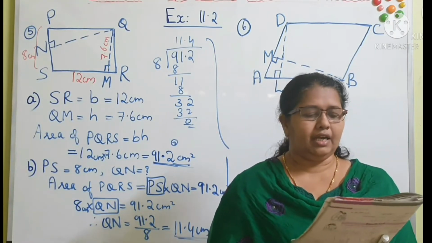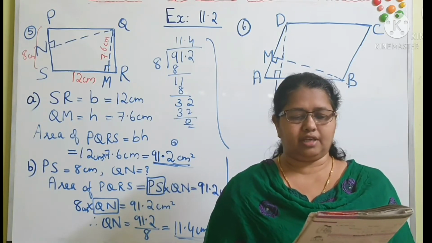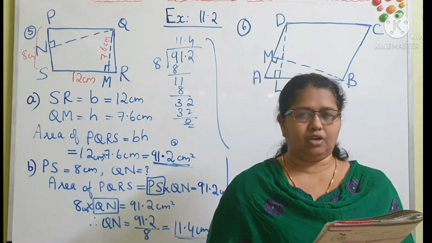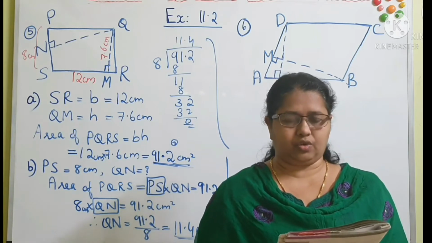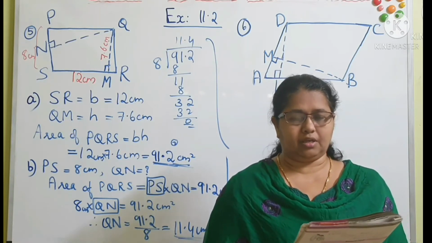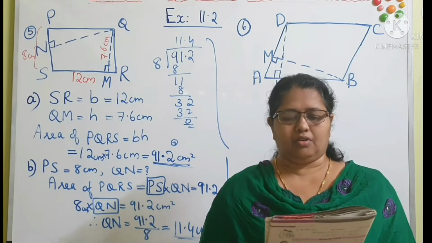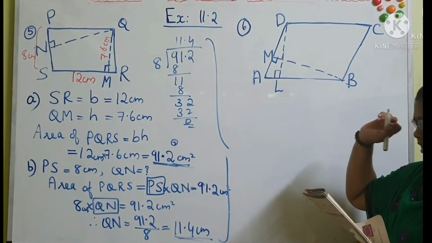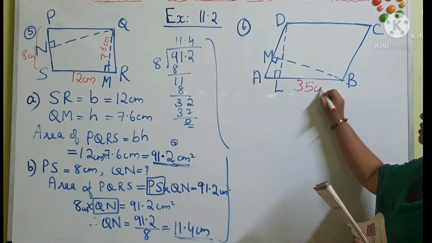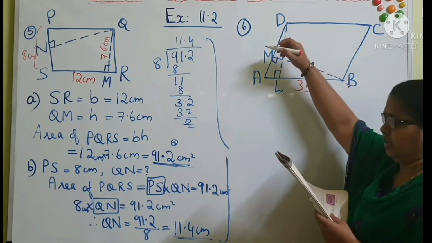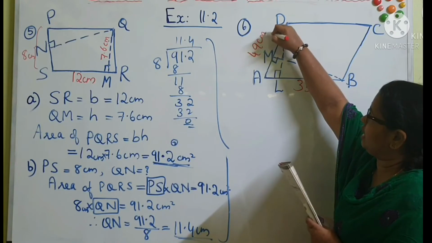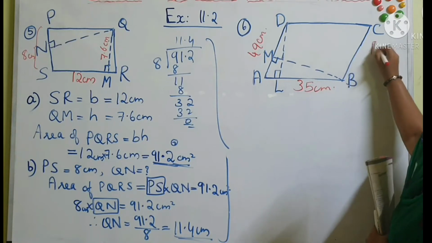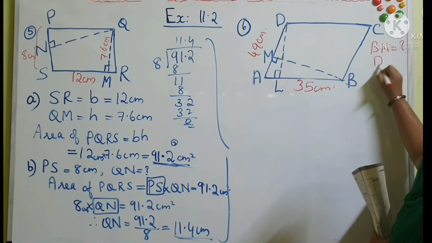Sixth question. DL and BM are the heights on sides AB and AD respectively of parallelogram ABCD. If the area of the parallelogram is 1470 centimeter square, AB is equal to 35 centimeter and AD is equal to 49 centimeter, find the length of BM and DL. It is parallelogram. AB and AD are given. We have to find BM and DL.